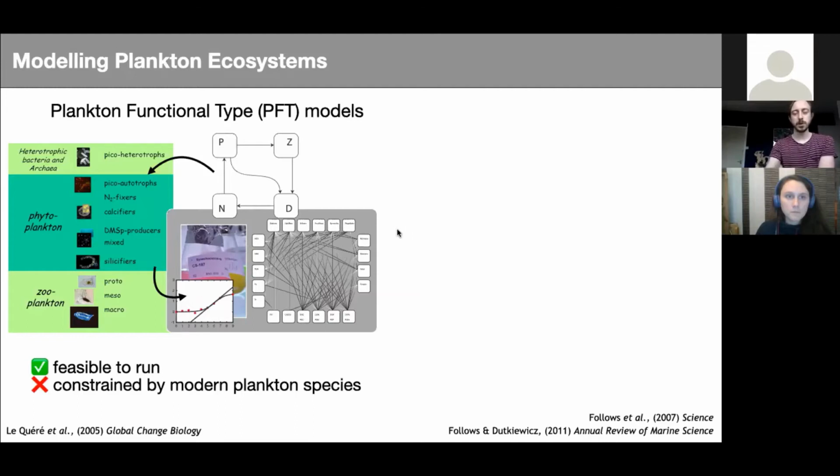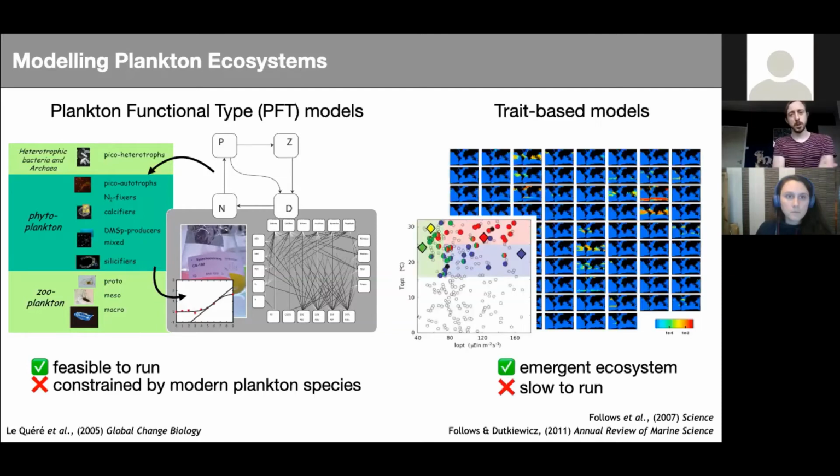So an alternative approach that's used to model diversity is what's called a trait-based model. So these take a different approach. Rather than specifying actual groups that we recognize, these look at traits. So traits could be the rate of nutrient uptake or the optimum temperature. So here we've got 2 traits. This is the optimum light that you want to grow at and the optimum temperature you want to grow at.